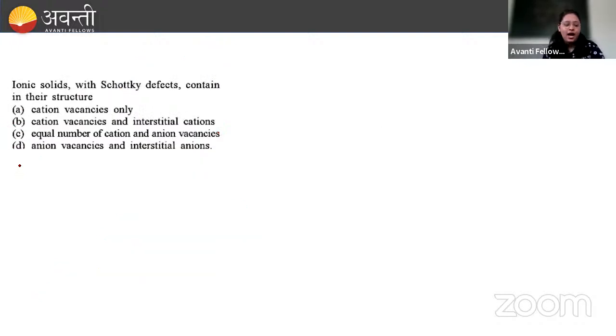Yeah, next problem, ionic solids. We need to talk about ionic solids here. Ionic solids with Schottky defect contain in their structure. Schottky defect, we just talked about it. Do they have cation vacancies only? No. Do they have cation vacancies and interstitial cations? Yes. Can you tell me the answer? I'm waiting. You can tell me the answer for Schottky defect.